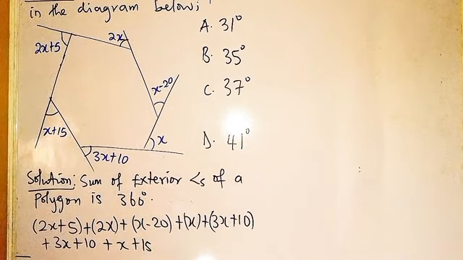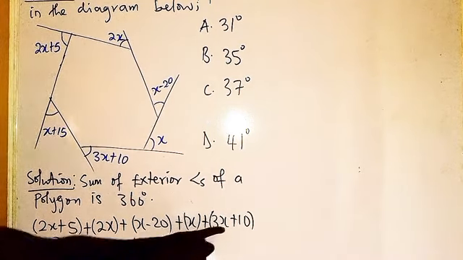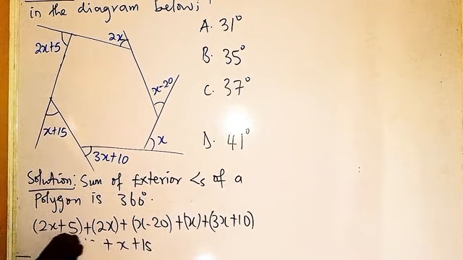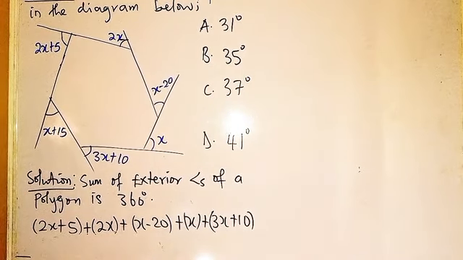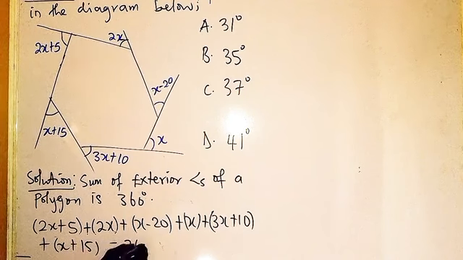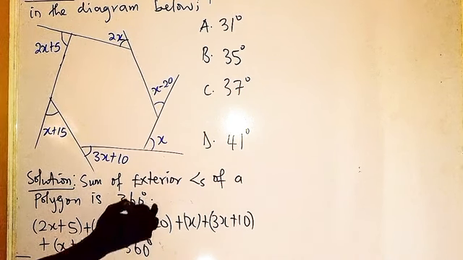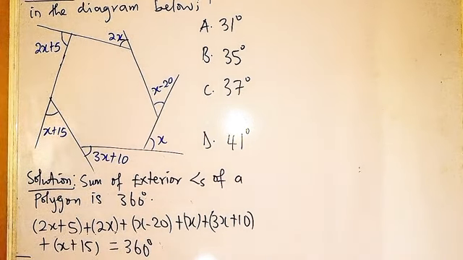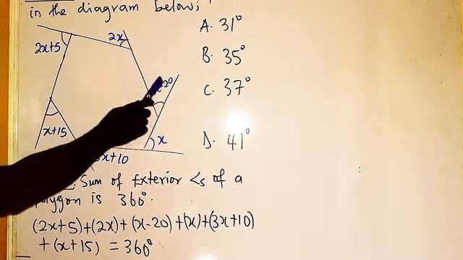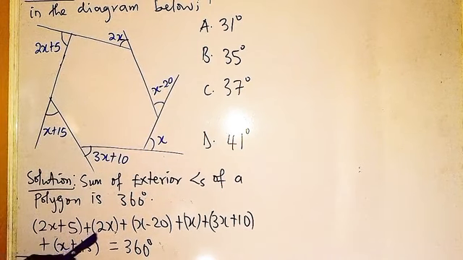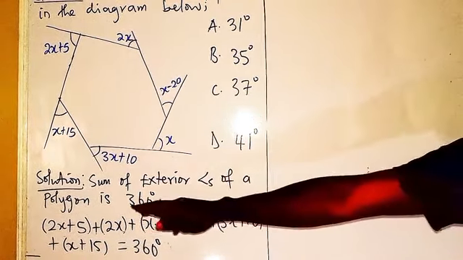Oh, I repeated. Can you see the reason why I said I should do that? I repeated 3x plus 10 two times, and that is very wrong. So we're going to have it this way: 3x plus 10, then plus x plus 15, right? Everything must give us 360 degrees according to this information, that is the law. So if you count now, 1, 2, 3, 4, 5, 6. Before we move on, let's try to add all of this together.